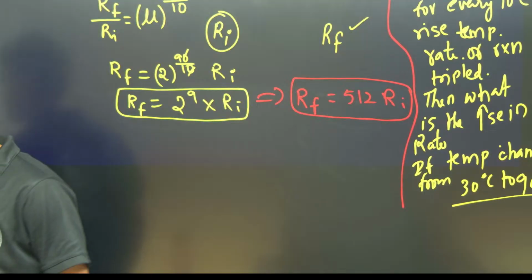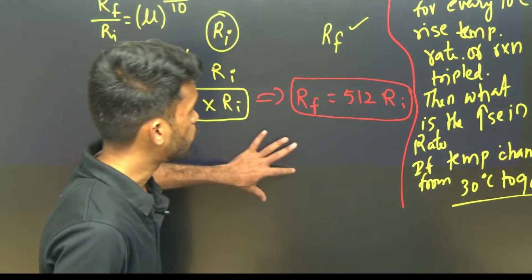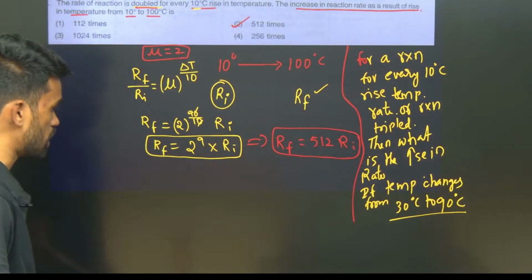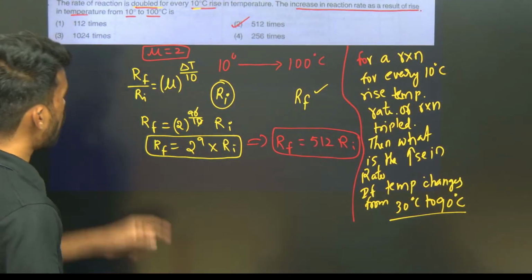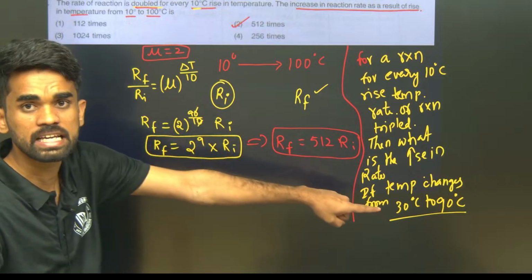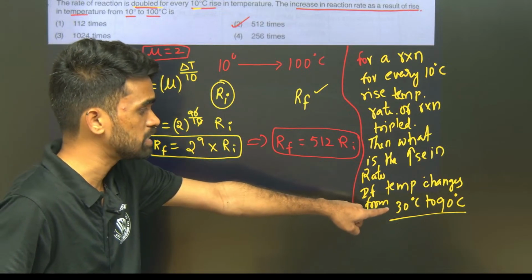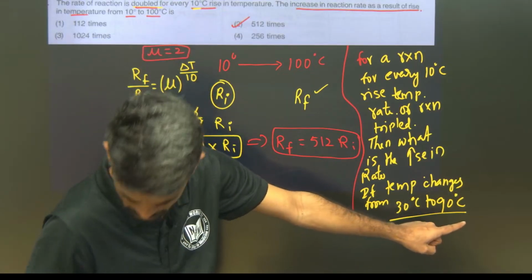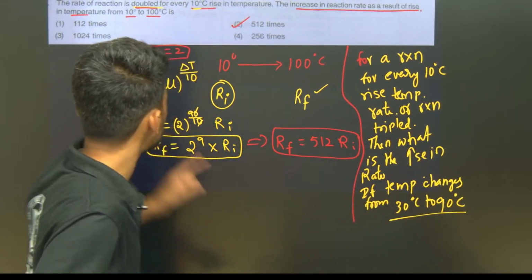Anyone in the chat box? I want the answer for this. Whatever concept I used for the previous question, try to use the same concept for this question. See, I want R final, that is at 90 degrees Celsius. I have been given 30 degrees Celsius as R initial. So now just use this formula.